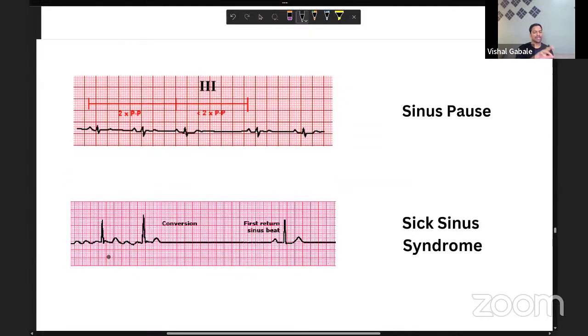Okay. So that is about the sick sinus syndrome, and this is about the sinus pause. So you got it that after 2 P waves, the distance between the 2 P waves is definitely more. The normal PP interval is less than the increased PP interval. All right. So whenever there is an absence of the P wave, definitely the distance between the P waves will increase. All right. So that's what is given over here.